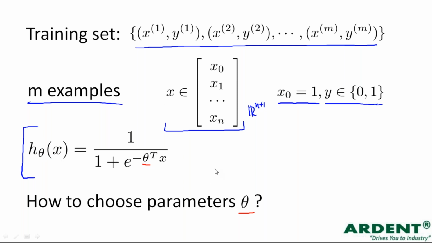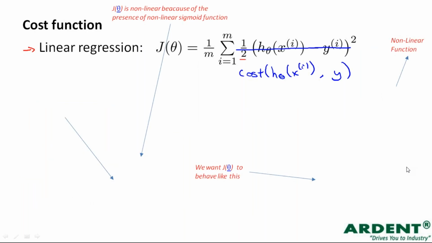So how to choose the parameter theta? This is a very important question. See, the cost function of linear regression: J theta equal to 1 upon m, sum over i equal to 1 to m, of half of (h theta of x(i) minus y(i)) squared. So this is actually the cost. Remember the cost function of linear regression that we did previous day, that we solved using gradient descent?